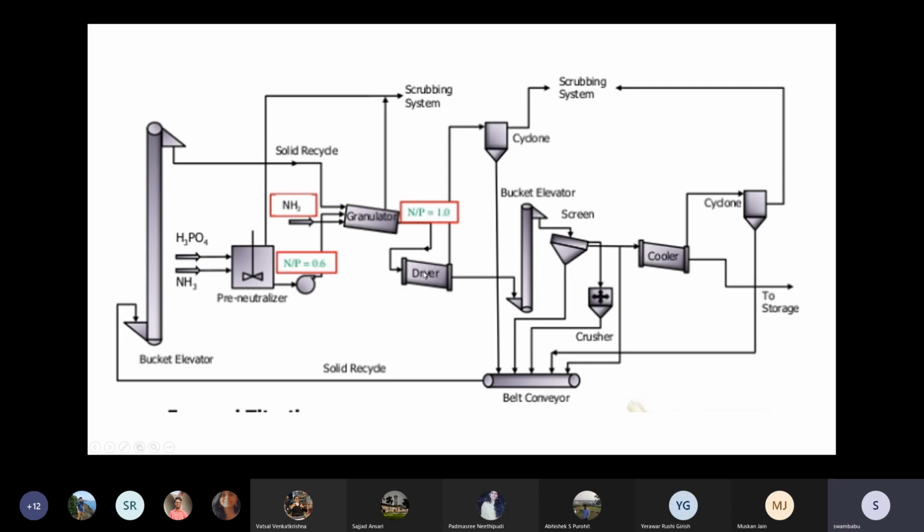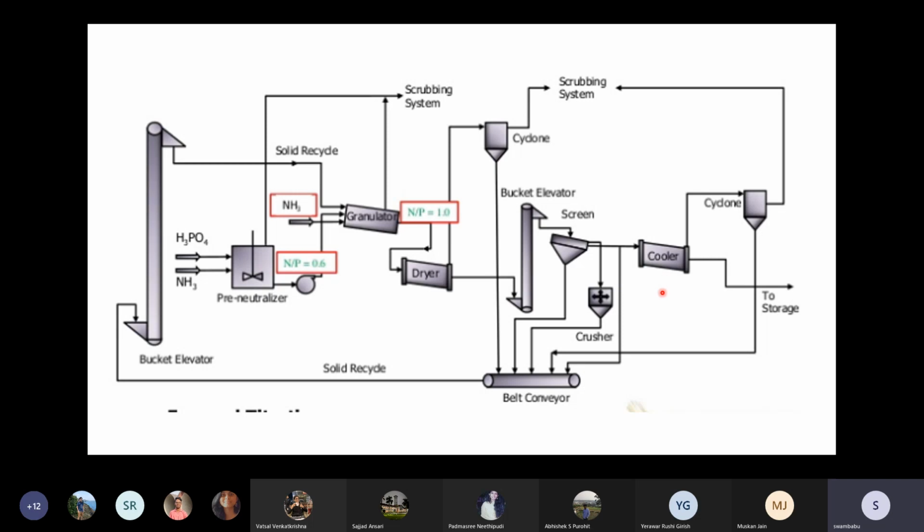After the granulation, whatever solid particles are formed will be sent to this dryer, where the wet particles are dried with the help of air. If they don't want to use air, they will heat the drum externally, either by electric or other means, and then they dry it. Now here you can see a screening system is used.